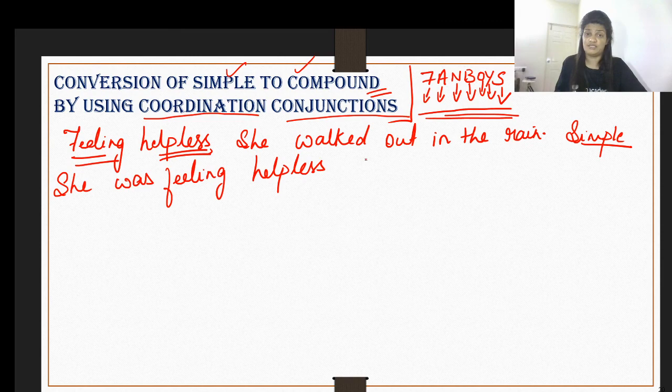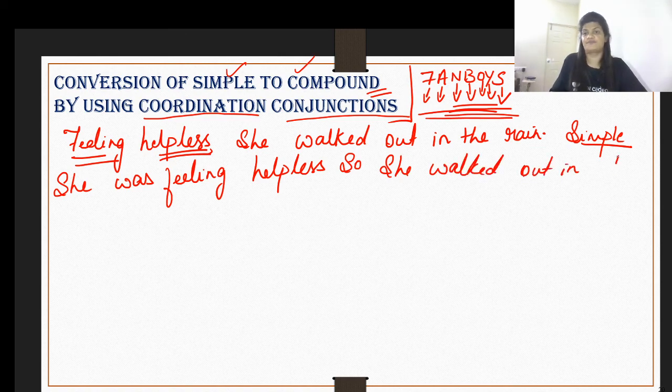Now the question is, what type of conjunction are you going to use? You are going to use any one of these coordinating conjunctions. Which one is applicable over here? We can use so. We can also use and, but we are going to stick with so over here. So she was feeling helpless, so she walked out in the rain.